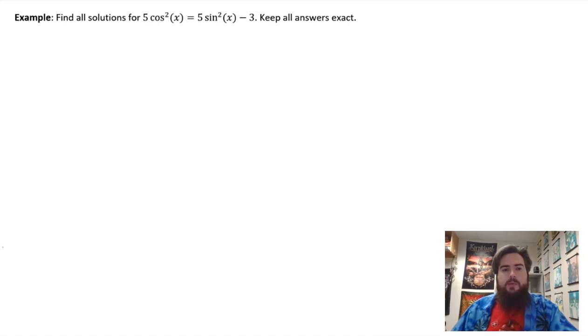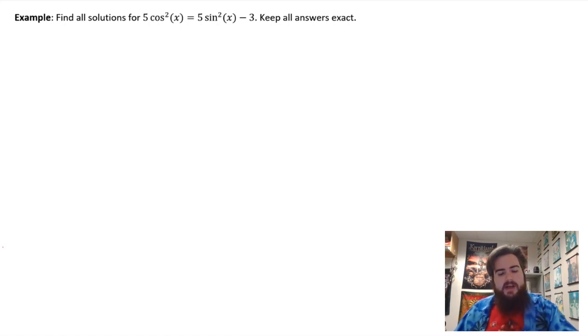In this example, we will find all solutions for the equation 5 cosine squared of x is equal to 5 sine squared of x minus 3. We will keep all answers exact. I will say up front here that I'm going to progress through this equation in one particular method, but there are multiple ways to address this.